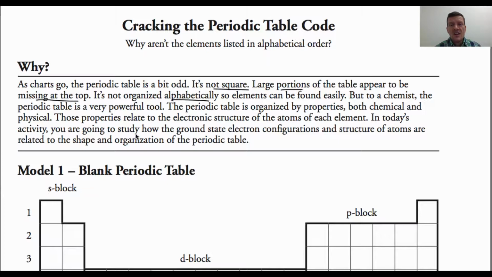So it is organized by properties, meaning that chemical and physical properties are similar for all of the elements in a particular group. But we're also going to dive in and figure out why that is. We're going to look at the atomic structure, specifically the electron configuration. What makes all of those elements in a particular group have similar chemical and physical properties? These properties are connected to the electronic structure of the atom.